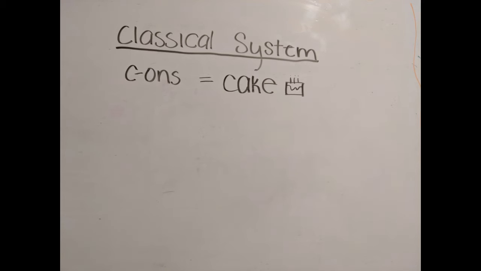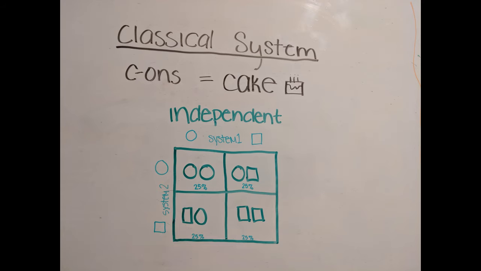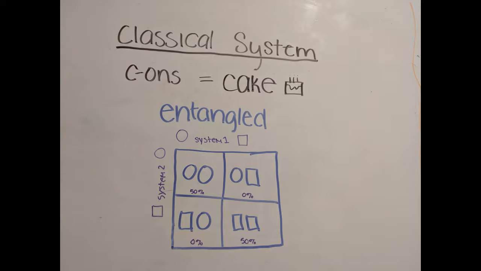The cakes are independent if knowledge of the state of one does not give useful information of the state of the other. This table shows the probability of the shape of two independent cakes. There is an equal probability of either system having either shape. Entangled cakes will be the same shape as one another. There is a 50% chance they will both be circles and a 50% chance they will both be squares.